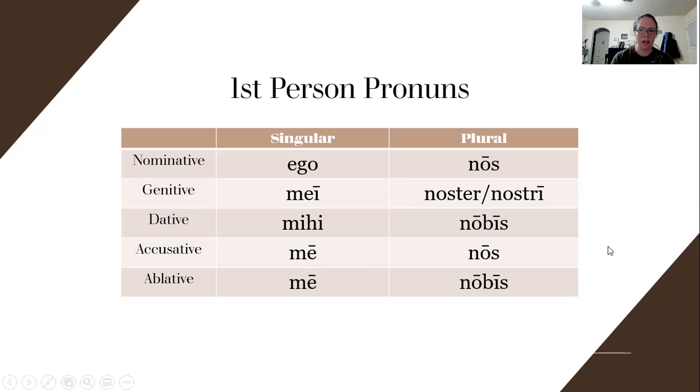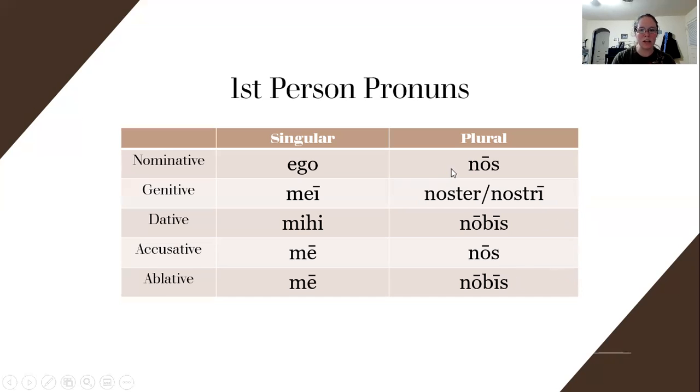All right, and then our plural side, we have, repeat, nos, noster, nostri, nobis, nos, nobis. All right, so we've got a couple different duplicates here. The nominative and the accusative are both nos and nos. But then we also have the dative and ablative are both nobis. Again, context is going to help you out on those. Just means less things memorized.